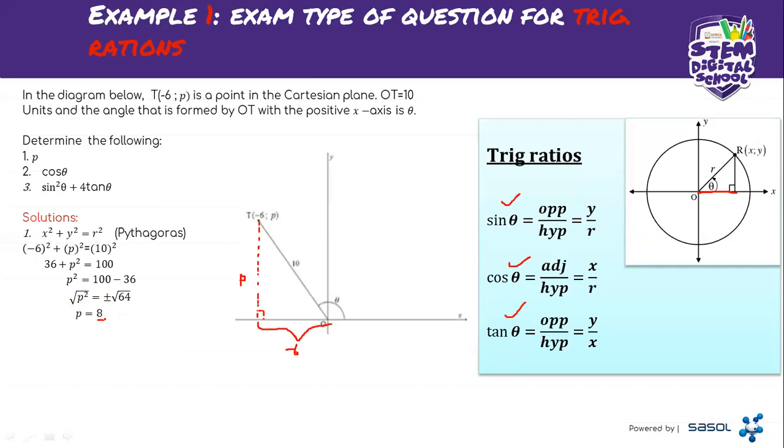Then I believe you understand why we did not take the -8, we took +8. Why? Because you can see that this terminal arm is on the second quadrant, and on the second quadrant we all know that y is positive. Hence we have taken this +8, not -8. For instance, if the terminal arm was on the third or fourth quadrant, then we would have p as -8, right?